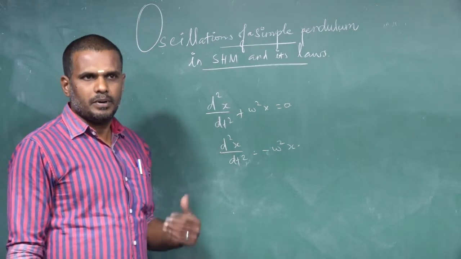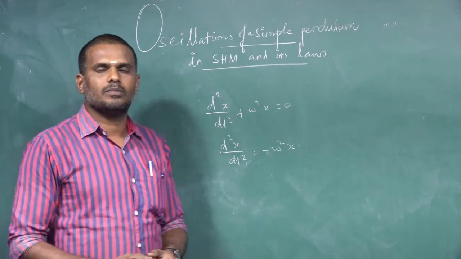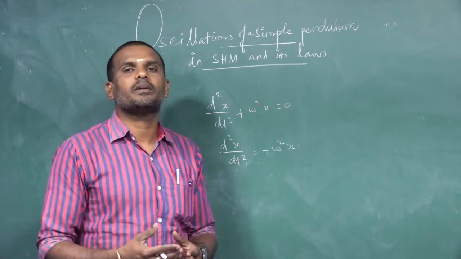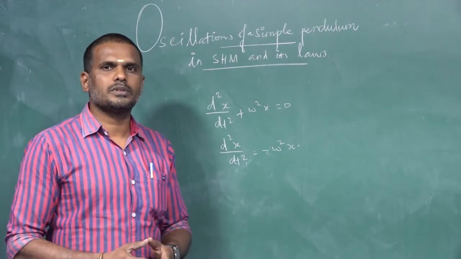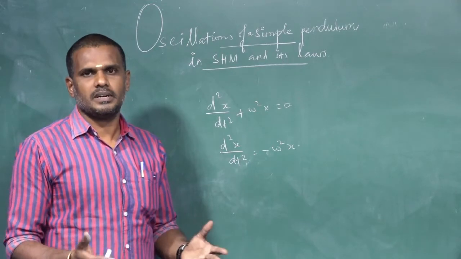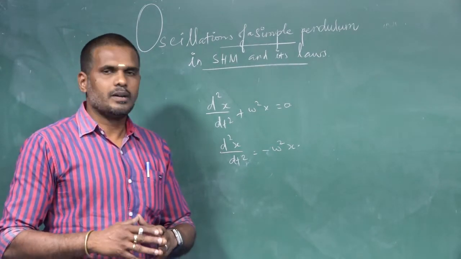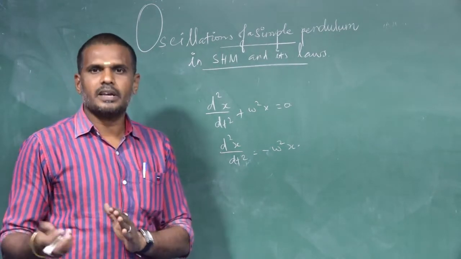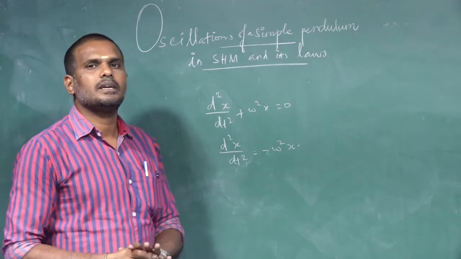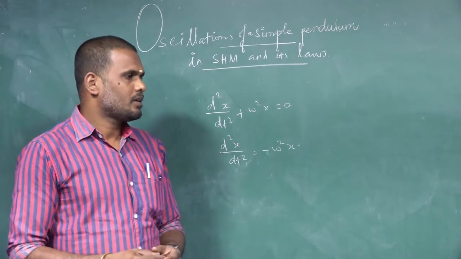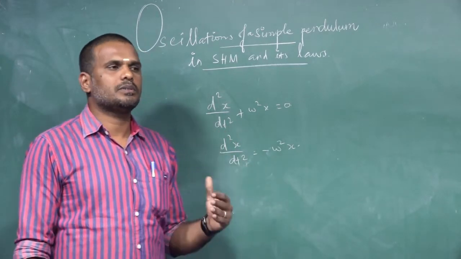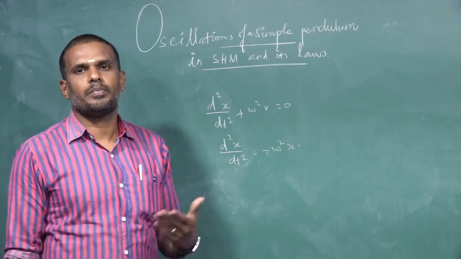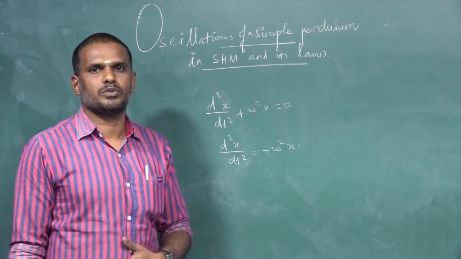A simple pendulum is nothing but a mechanical system which executes periodic motion. What is periodic motion? Anything that happens repeatedly during fixed time intervals, we can simply say it is a periodic motion. So a simple pendulum is a mechanical system which executes periodic motion.